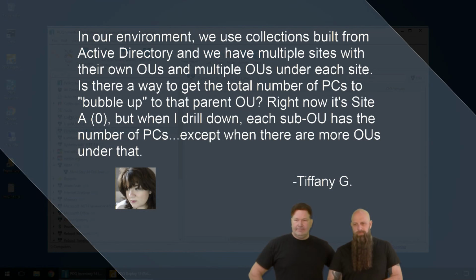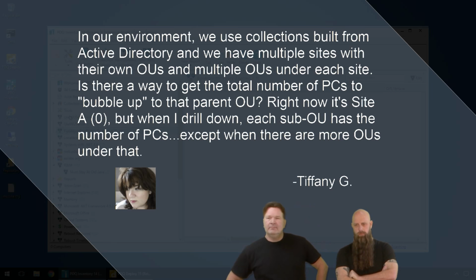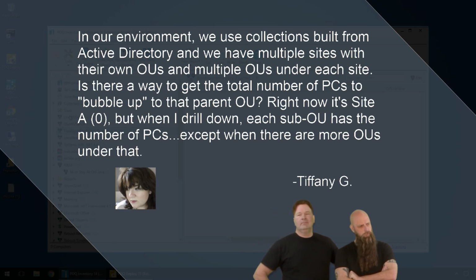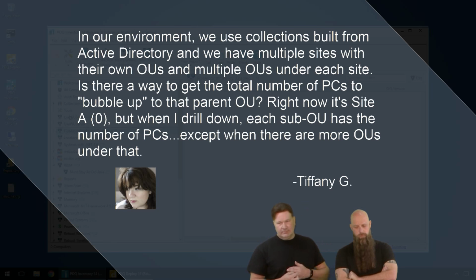Dear Shane and Lex, in our environment, we use collections built from Active Directory, and we have multiple sites with their own OUs and multiple OUs under each site. Is there a way to get the total number of PCs to bubble up to that parent OU? Right now, it's site A, 0, but when I drill down, each sub-OU has the number of PCs, except when there are more OUs under that. Thanks in advance, Tiffany G.